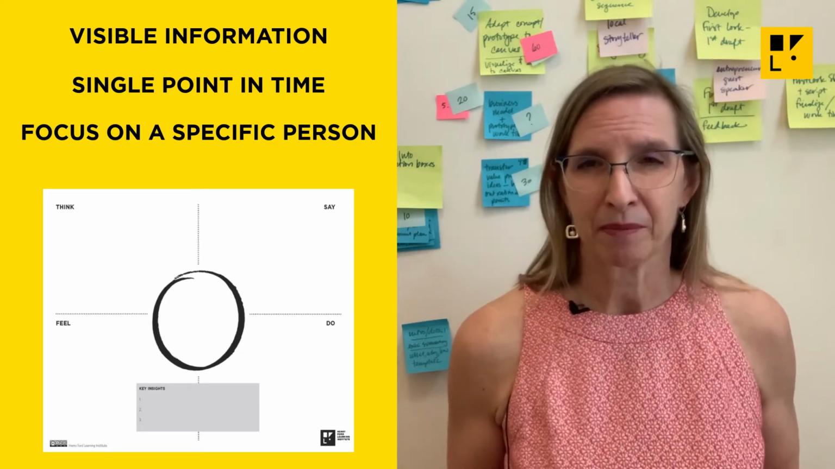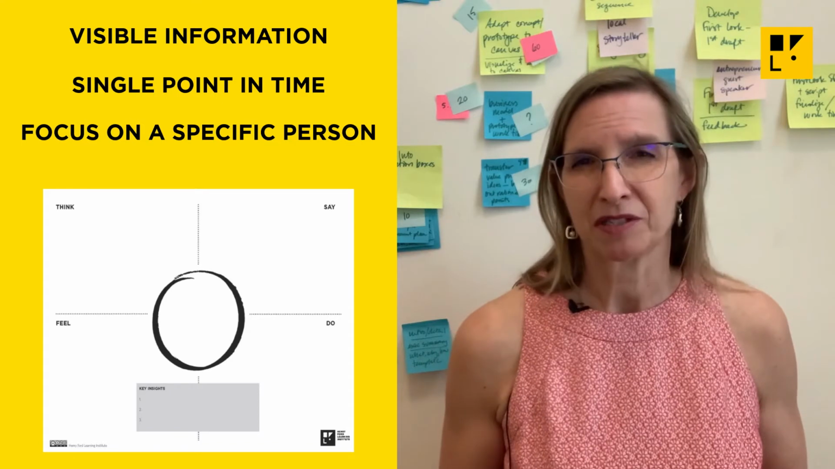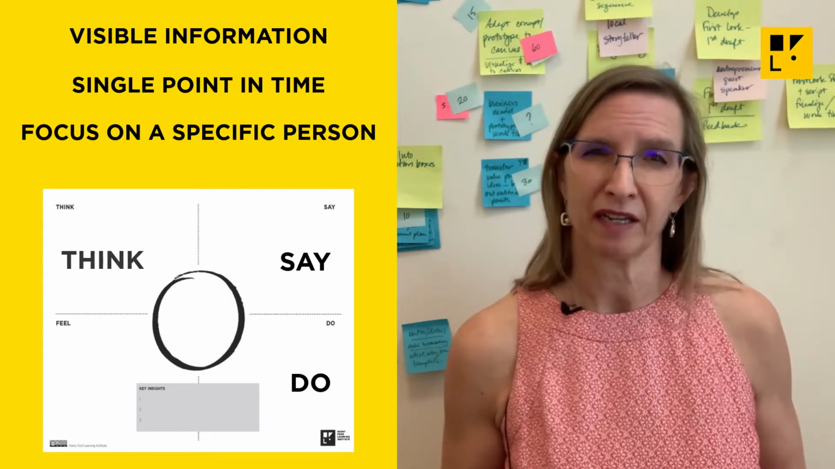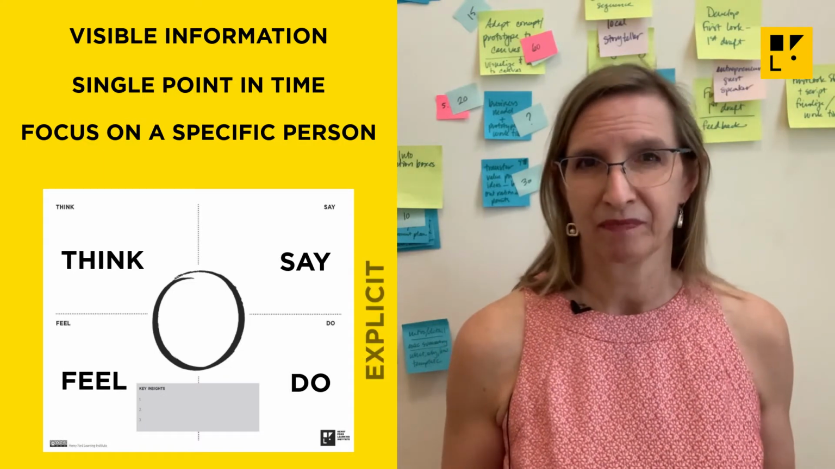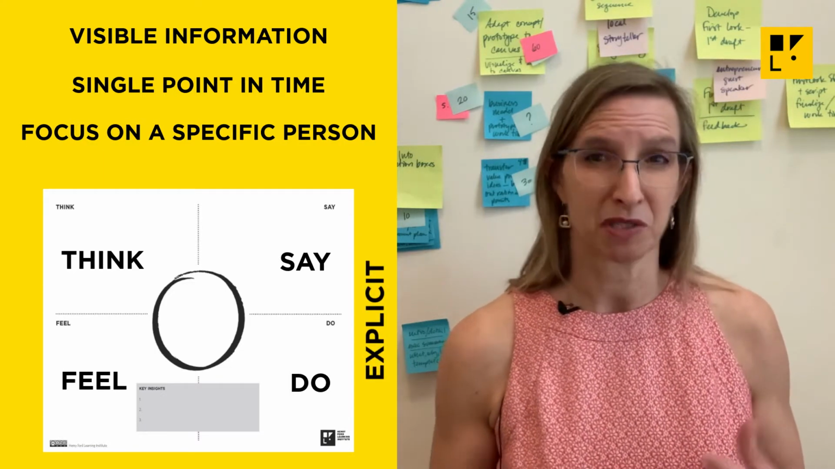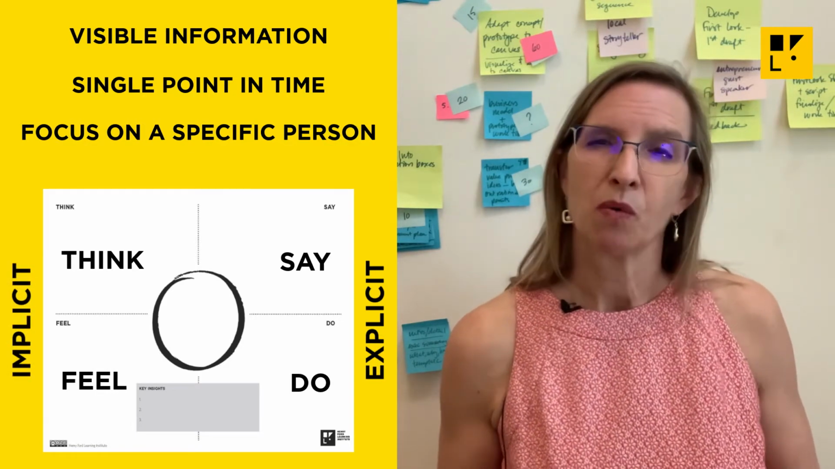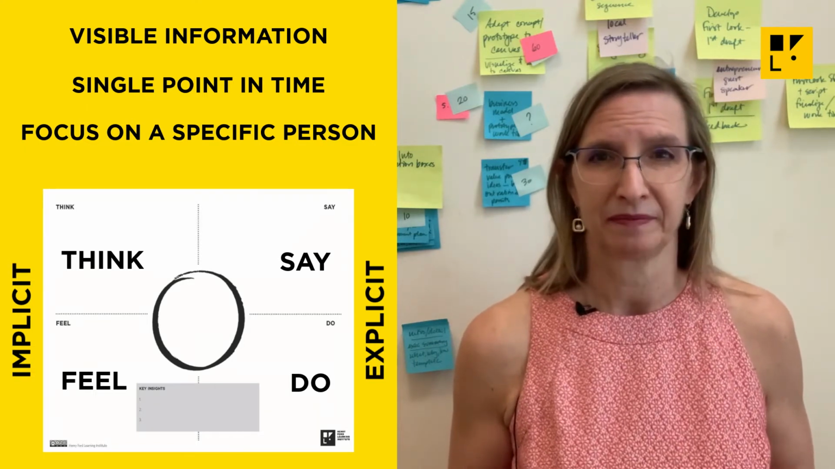In your empathy map, you're going to focus on 4 quadrants of information. What does that person say or do? What is that person thinking or feeling? Empathy maps help us separate what's explicit, the saying and doing, what's observable, and what is implicit, the thinking and feeling. What do we need to conclude or infer from other information?